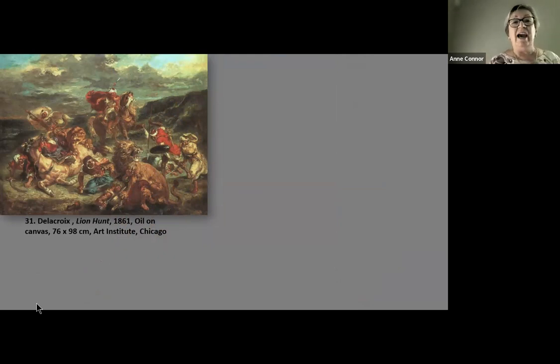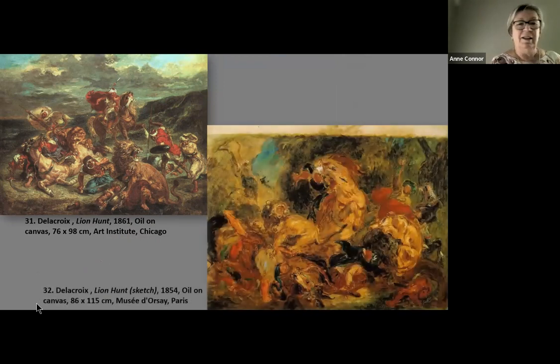You have the lion hunt of 1861. And then the sketch for the lion hunt that he did for another one that he did in 1854. And there you can see how he really handles the painting, the color, the pigment. It's everything. It becomes almost abstract sometimes, the way he handles it.